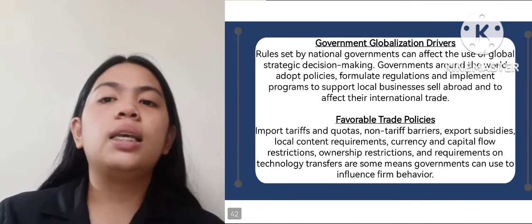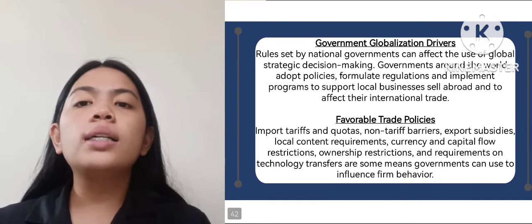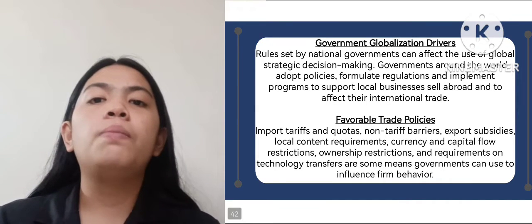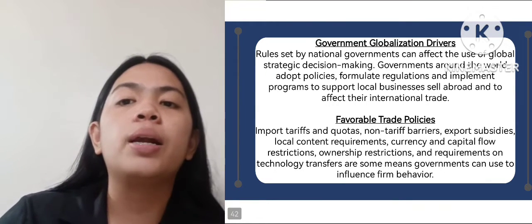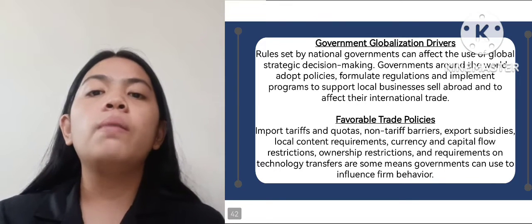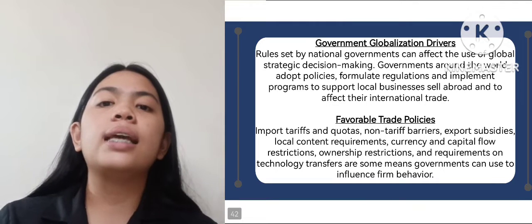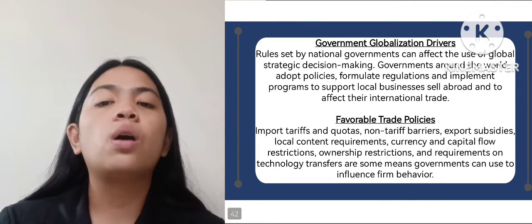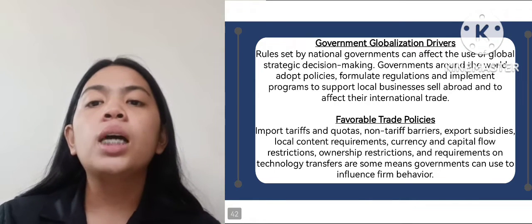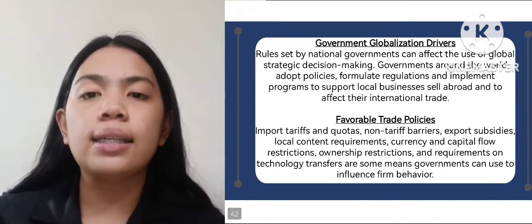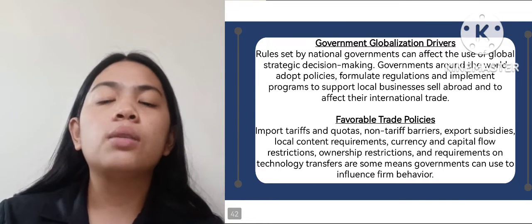Favorable trade policies, import tariffs and quotas, non-tariff barriers, export subsidies, local content requirements, currency and capital flow restrictions, ownership restrictions, and requirements on technology transfer are some means governments can use to influence firm behavior. Product and consumption taxes and subsidies can stimulate imports or exports. In other words, domestic policy can cause international trade. Domestic product and consumption taxes and subsidies will affect the level of international trade with the rest of the world.